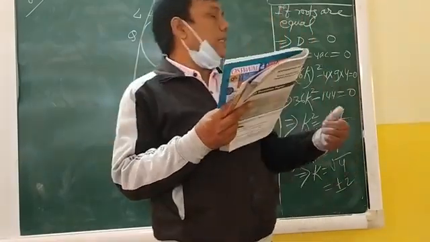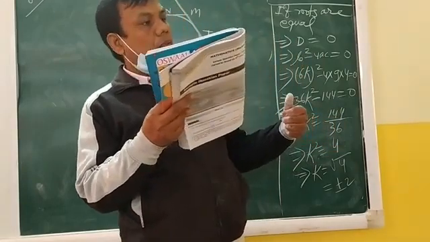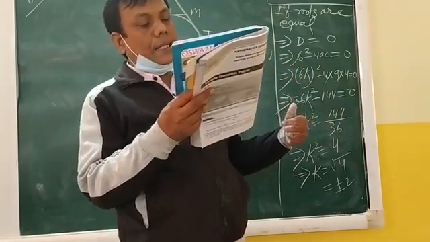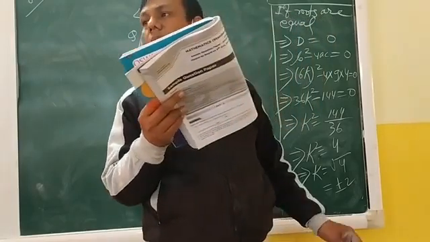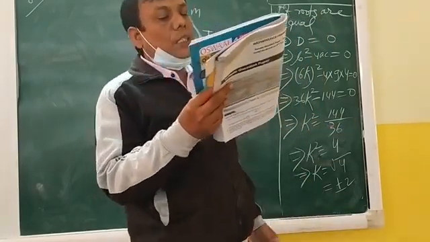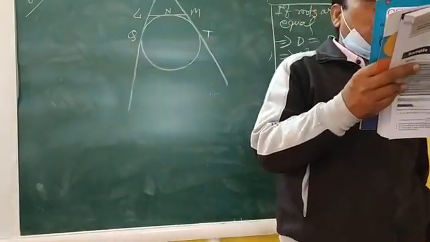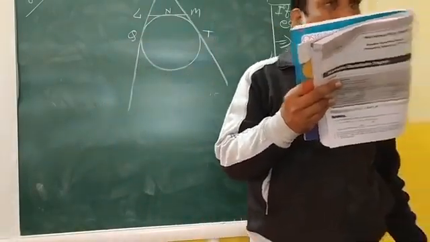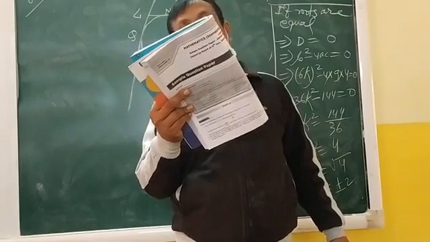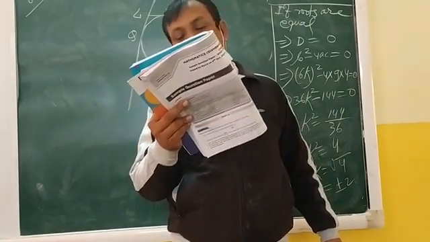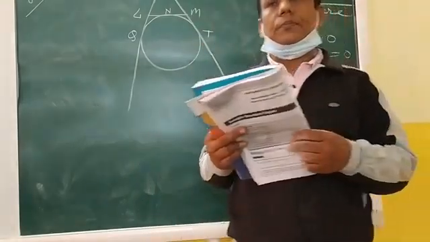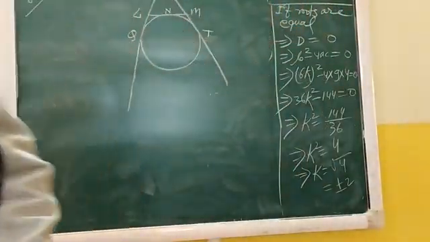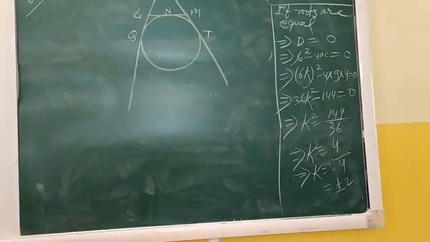If two tangents are inclined at 60 degree. Second, PQ is a tangent to a circle with center O at point P, full stop. If triangle OPQ is an isosceles triangle, then find angle OQP. Noted?